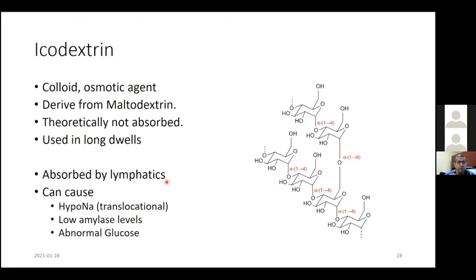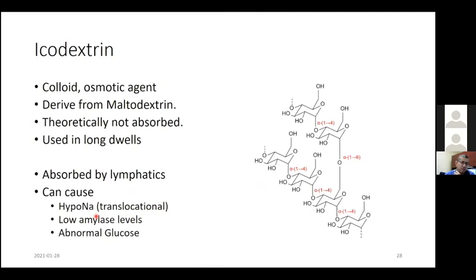Because it's a big molecule, if it comes into the blood, it can give rise to hyponatremia, which is known as translocation. It's not a true hyponatremia. It's just pulling the water from inside the cells into the serum, and that causes hyponatremia.